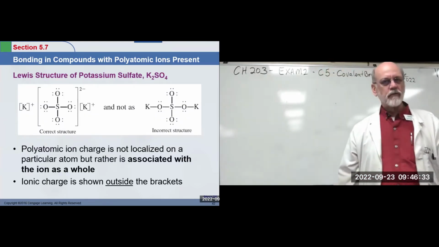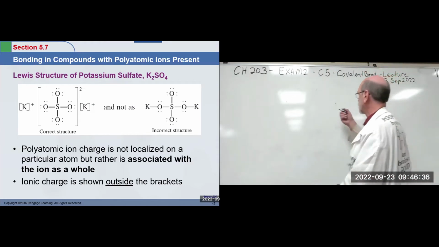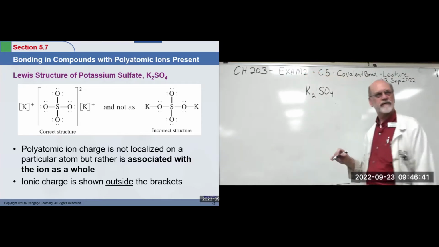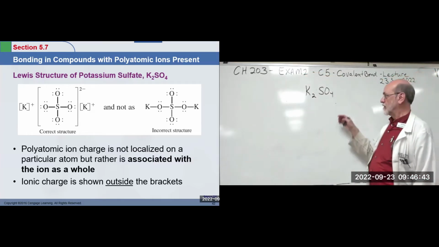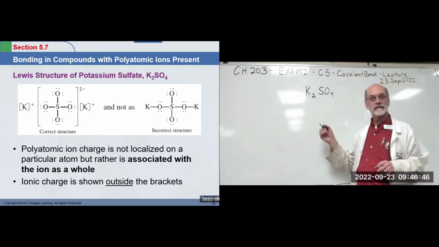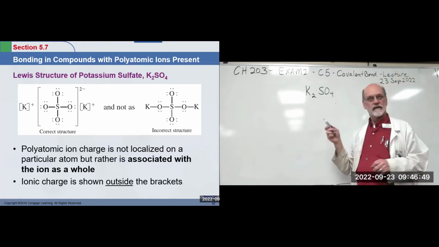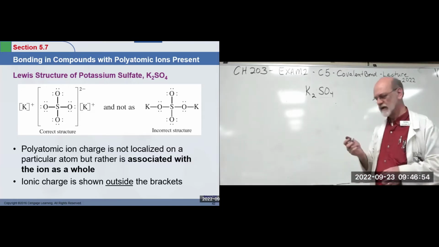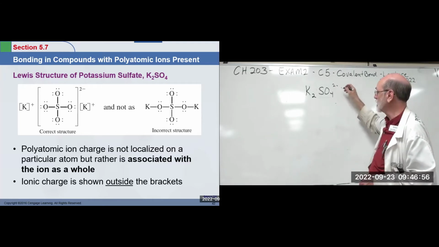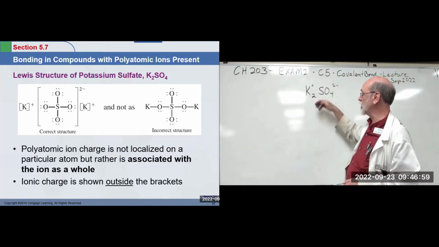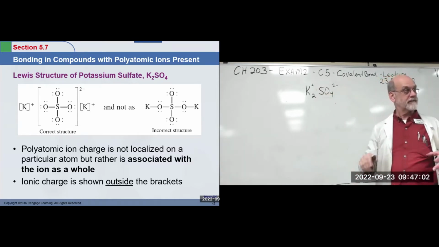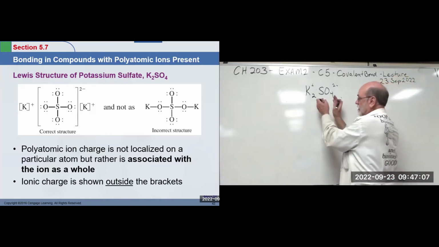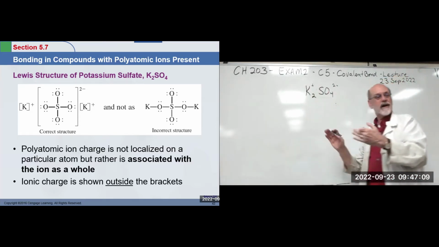So for K2SO4, right, let's name it first. Okay. Recognize the polyatomic right here? Sulfate. Right. Yeah, you might have to look it up. Sulfate. It has a 2- charge, and potassium has a 1+ charge, so we need 2 of them to balance the charges, right? Okay. But these 2 parts are ionically bound.